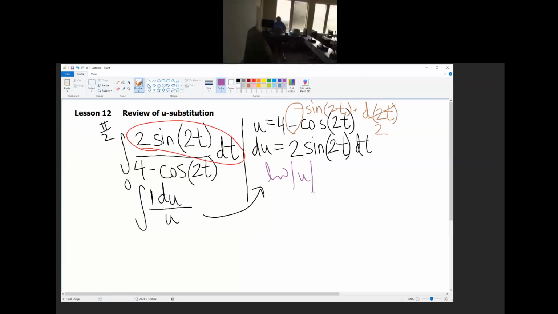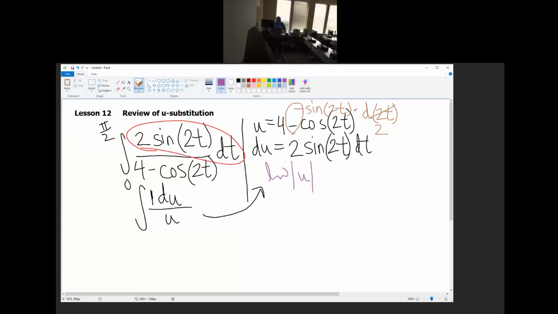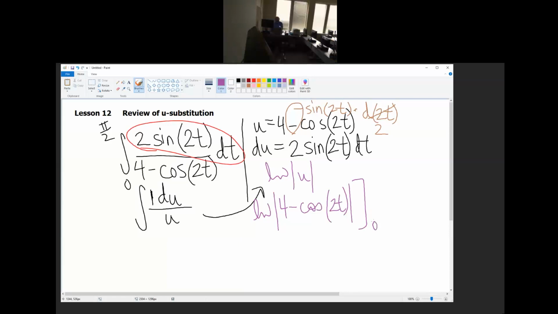Before we do that, did anybody have questions so far? Now let's replace u with 4 minus cosine of 2t. And we need to bring down our limits of integration going from 0 to pi over 2.